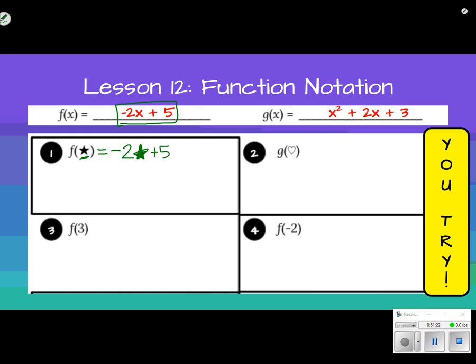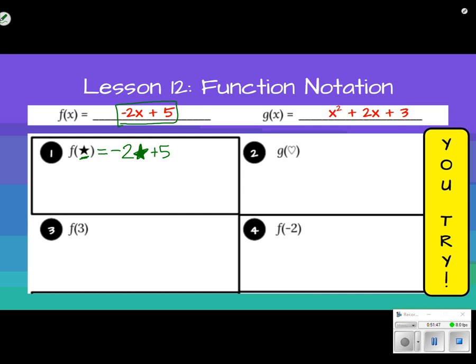plus 5. Now, some of you may say, well, what is negative 2 times star? Nothing. There's nothing I can do with it. It's just negative 2 star. But I just want you to get the idea that we're trading things out. So you're pulling out the x, you're replacing it with a star. If there's something you can do, do it. If there's nothing you can do, you're going to be okay.